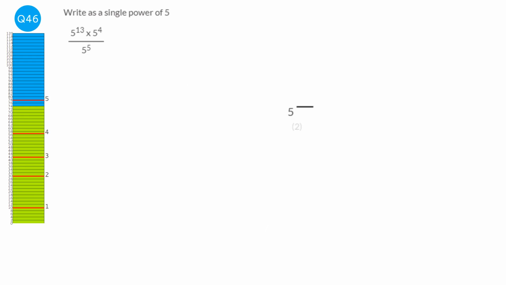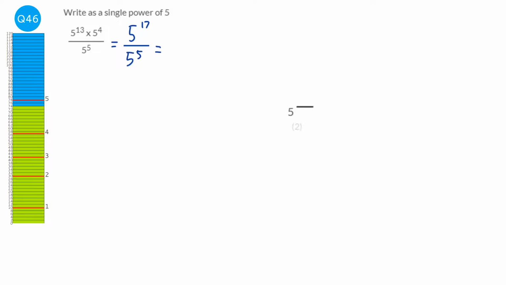The rules of indices say that when we multiply two numbers of the same base, and the bases are the big numbers, then we add the powers. So we're just going to do that to the top fraction here. So it's going to be 5 to the power 13 plus 4, which is 17. And then that's going to be over 5 to the power 5.